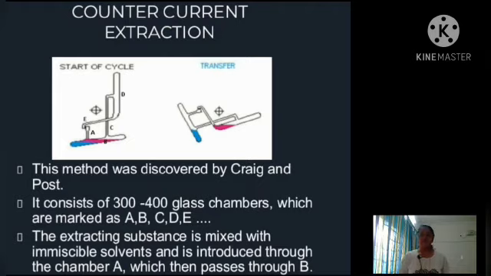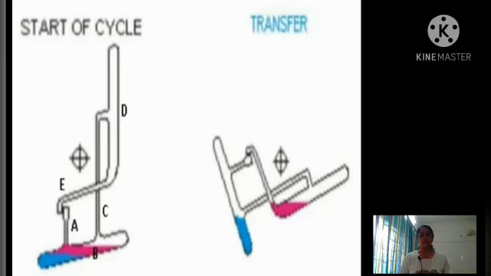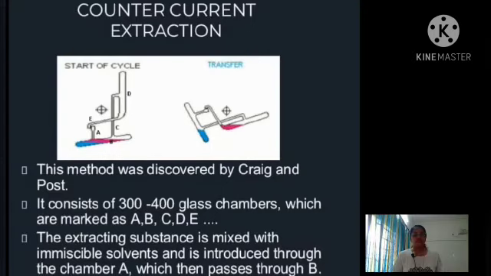Countercurrent extraction was discovered by Craig and Post. In this method, it consists of a large number of glass tube chambers, around 300 to 400, which are marked as A, B, C, D, etc. in the diagram. The aqueous solution containing the substances to be separated is mixed with the immiscible solvent, usually an organic solvent, and this solution is introduced through chamber A. Then it passes through chamber B.